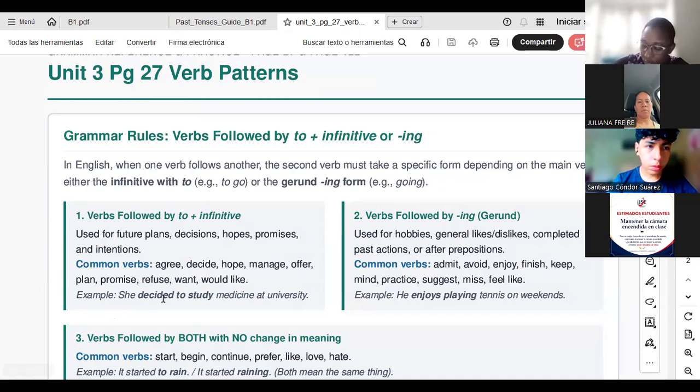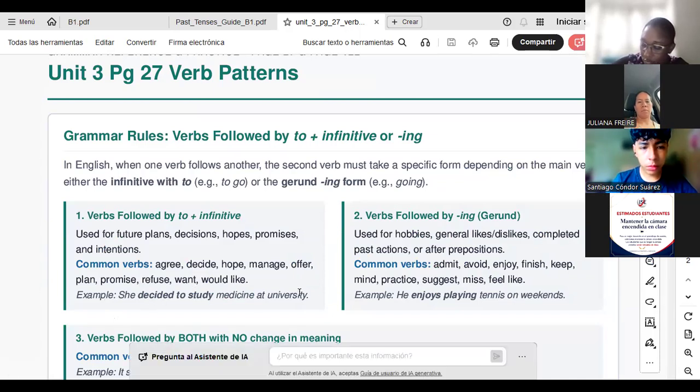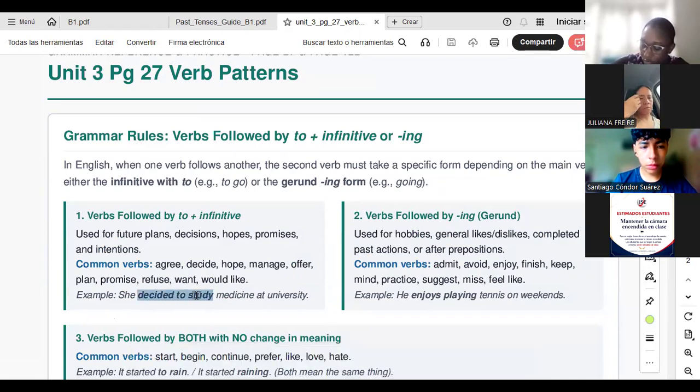Example, she decided to study medicine at university. So here we have the main verb, decided, and then we have the other verb. It has to be in infinitive, to study. She decided to study medicine at the university.